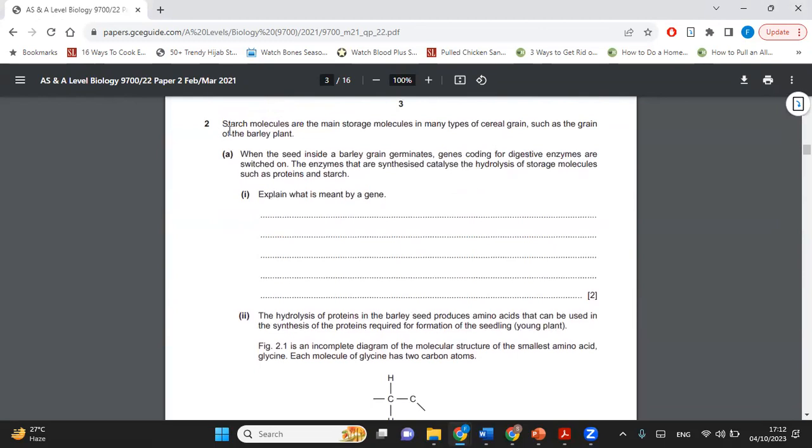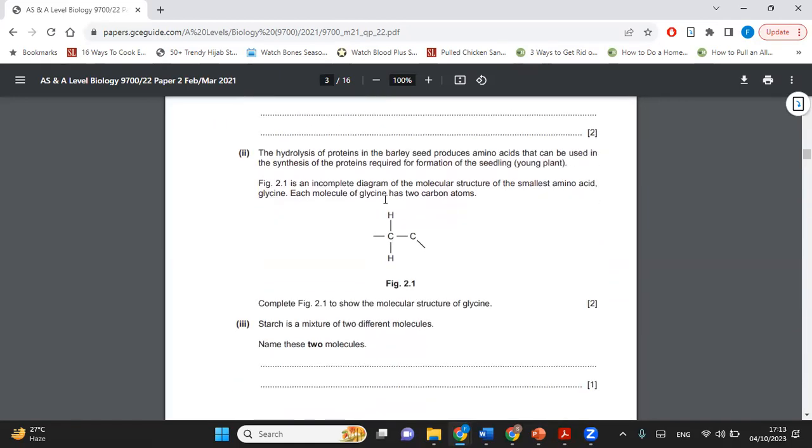The question is saying starch molecules are the main storage molecules in many types of cereal grain, such as the grain of a barley plant. When the seed inside a barley grain germinates, genes coding for digestive enzymes are switched on. The enzymes that are synthesized catalyze the hydrolysis of storage molecules, such as proteins and starch. So, first one, explain what is meant by gene. We're going to leave that because we haven't done that topic yet.